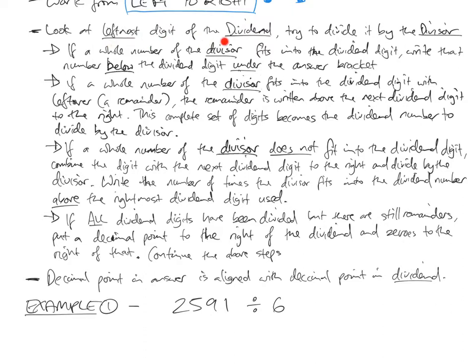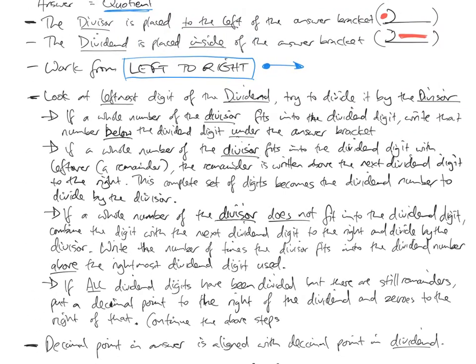So you're going to look at the leftmost digit of the dividend. So you're going to look at the leftmost digit of the number inside the brackets. And you're going to try to divide it by the divisor, which is on the outside, on the left. If a whole number of the divisor fits into the dividend digit that you're looking at, you write that number below the dividend digit you're looking at, under the answer bracket. So you write it under there. So you're looking at the leftmost dividend digit. If the divisor fits into it, you write the number of times it fits underneath the dividend digit you're looking at. Now, that's the first possible thing that can happen.